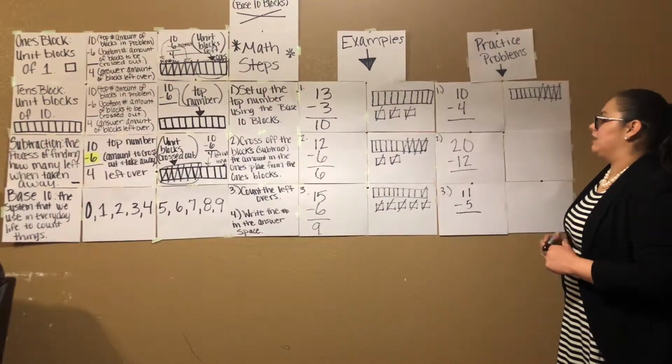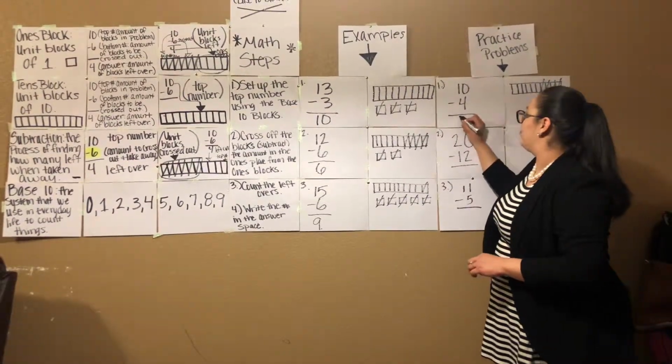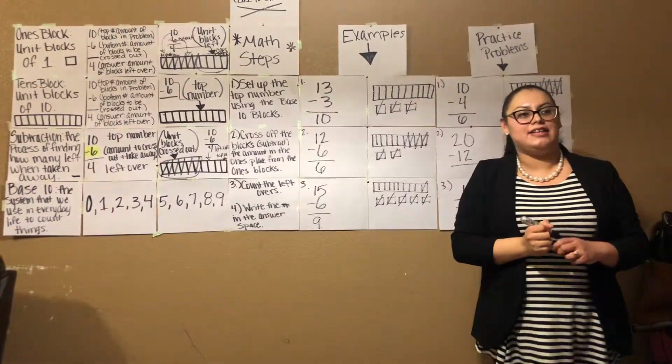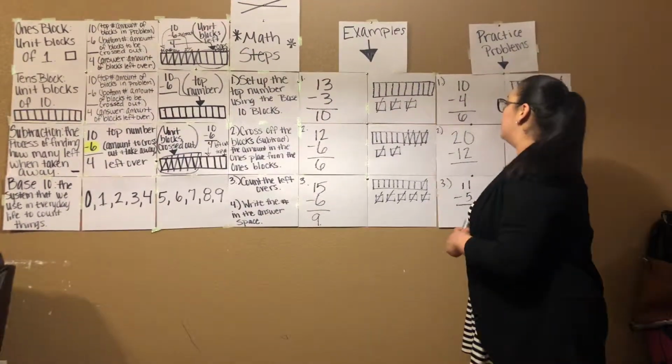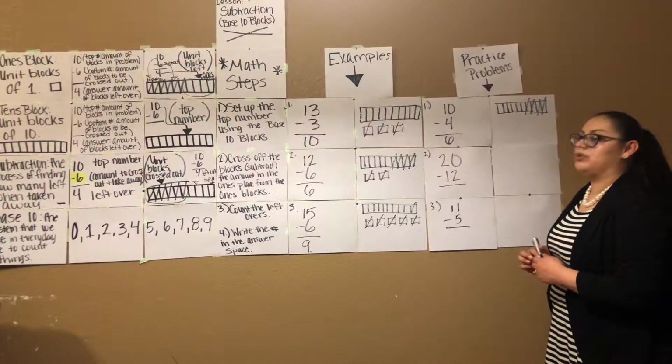And our last step is to write the number in the answer space. So we have 6. We're going to write our answer, 6. Did everybody get 6? Great. Our second problem is 20, take away 12.